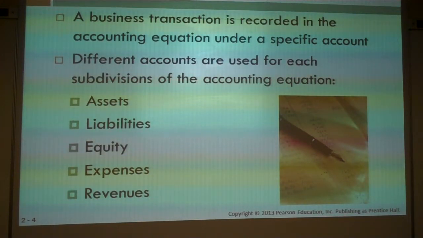What's an account under an asset? Give me the name of one. Cash. What was the other one? Equipment. Accounts receivable. Supplies. Building. I mean, there's just lots of different things under the assets. Different accounts are used for each subdivision in that accounting equation. We just did the assets.